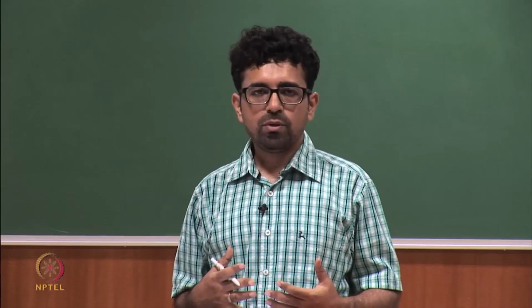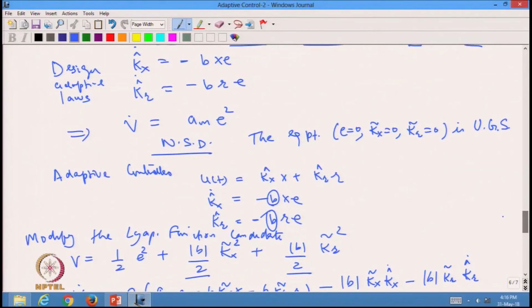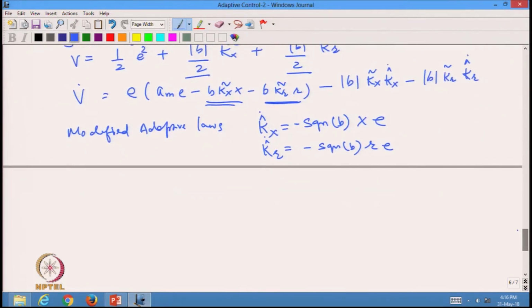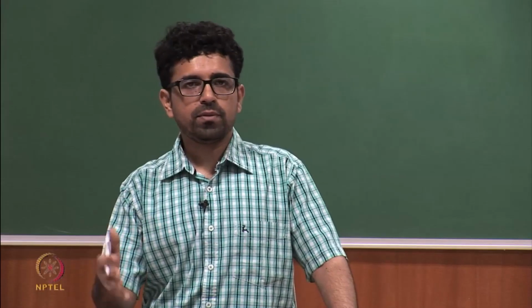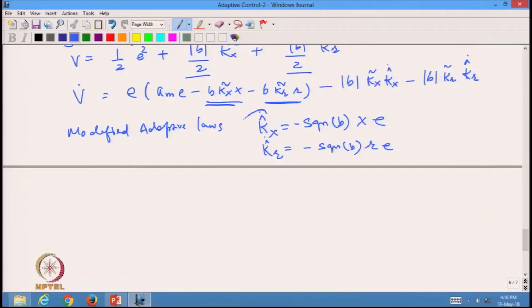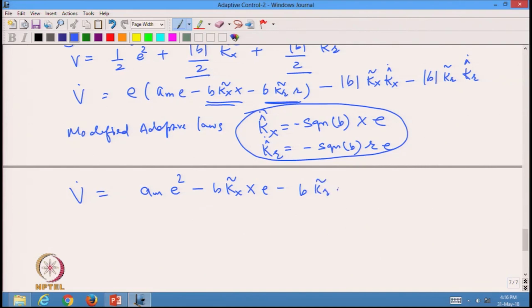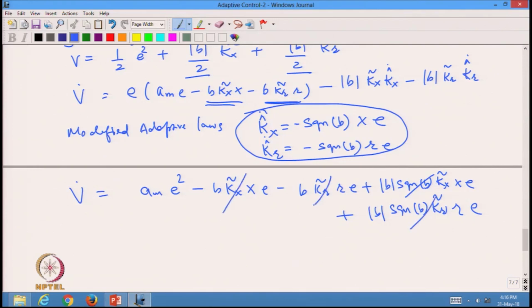If b is exactly known, then of course, you could use the update laws that we had designed before. However, if b is not known, but I at least know the sign of b, that it is either positive or negative, then these update laws result in V dot being a_m e squared minus b k_x tilde x e minus b k_r tilde r e minus mod of b sign of b k_x tilde x e plus mod of b sign of b k_r tilde r e. So, mod of b times sign of b gives you b. So, this term exactly cancels with this term, and this term exactly cancels with this term. What we end up with is V dot equal to a_m e squared, which is negative semi-definite.